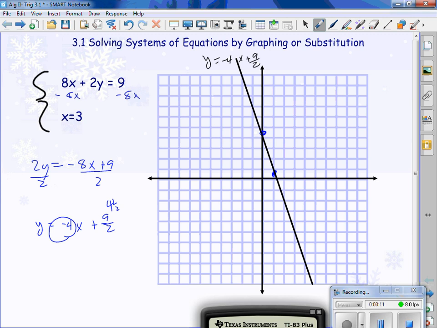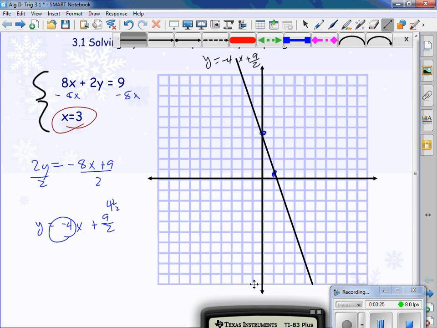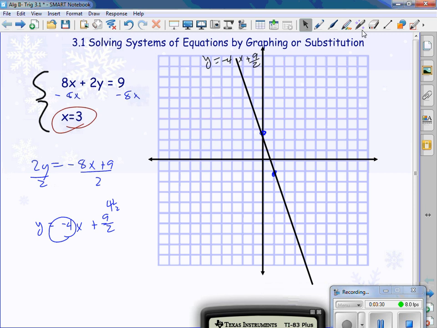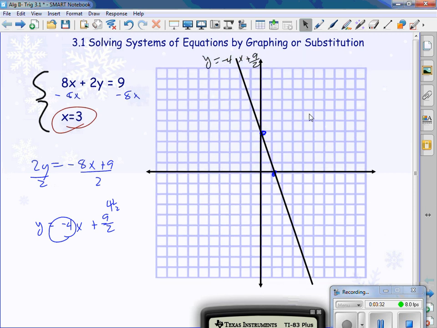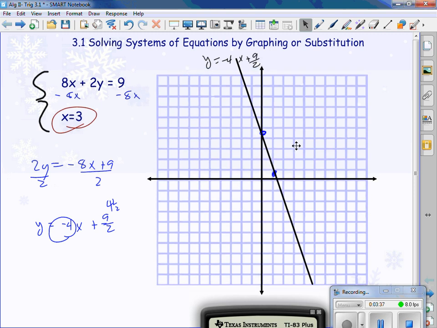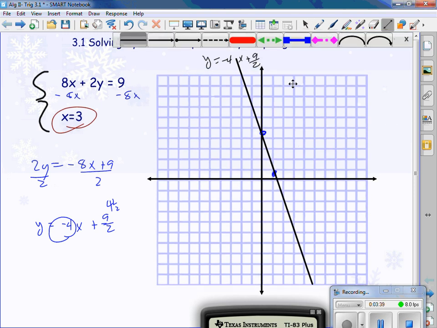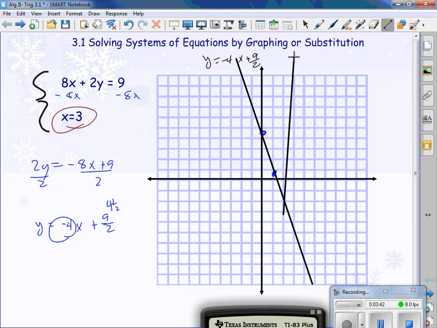Now I'm going to do the second one. What type of line is x equals 3? It's not a horizontal. It is a vertical line that passes through 3. 1, 2, 3, straight line up and down. Right here. That is x equals 3.